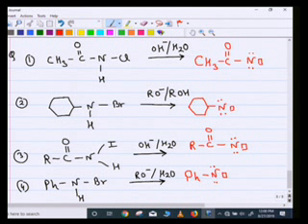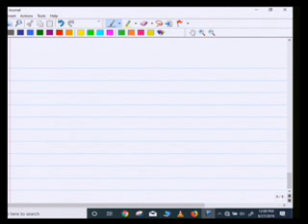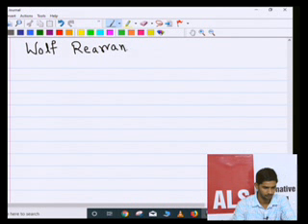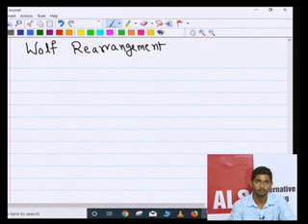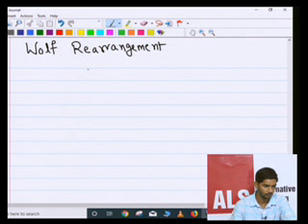So guys, there are 2 ways by which we can get that nitrene, and after getting the nitrene, we will have to deal with its reaction, how it will proceed. So before that, we have to discuss one more important thing, which is the Wolff rearrangement. Guys, focus on it. Wolff rearrangement.